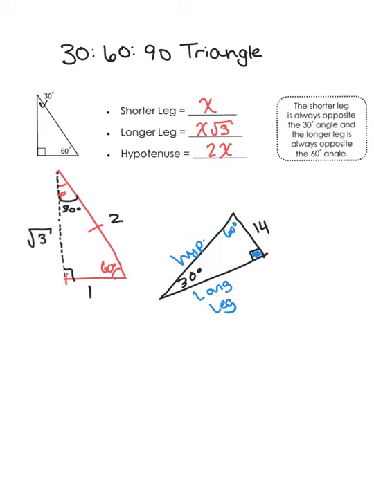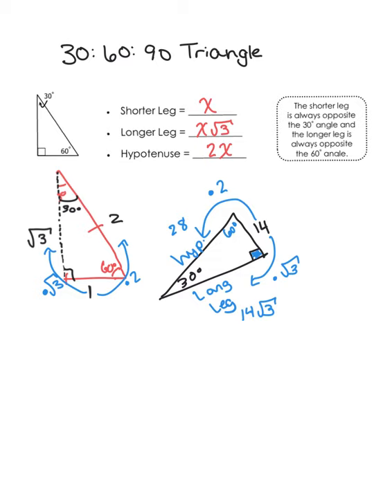So what do I do to go from my short leg to my hypotenuse? I'm going to multiply by 2. What do I do to go from my short leg to my long leg? I'm going to multiply by the square root of 3. Because to go from 1 to 2, I multiply by 2. To go from 1 to the square root of 3, I multiply by the square root of 3. So 14 times 2 is 28. 14 times the square root of 3 is 14 square roots of 3.